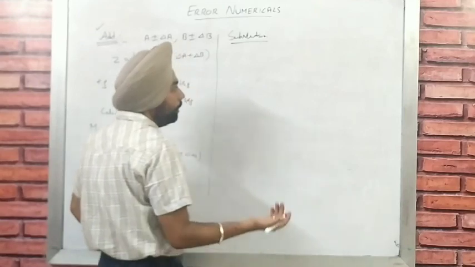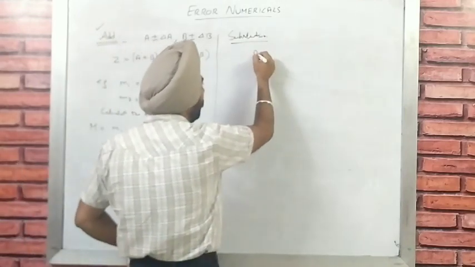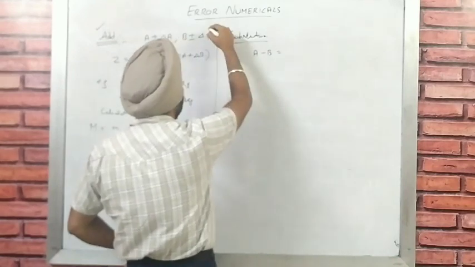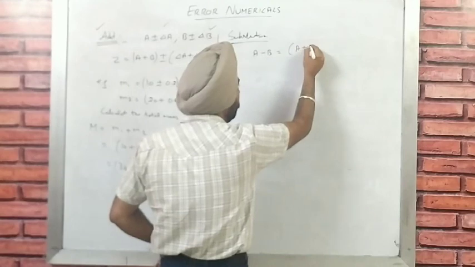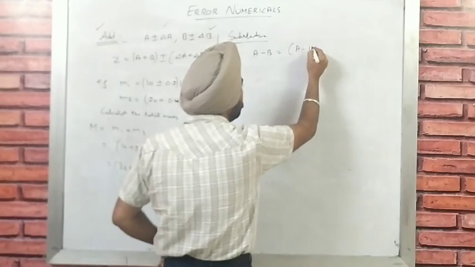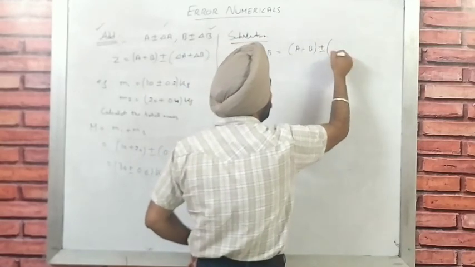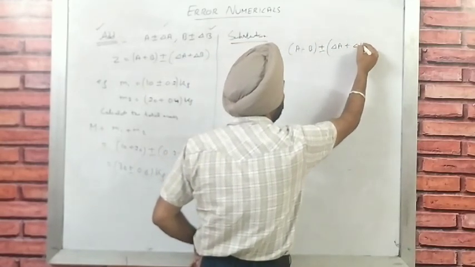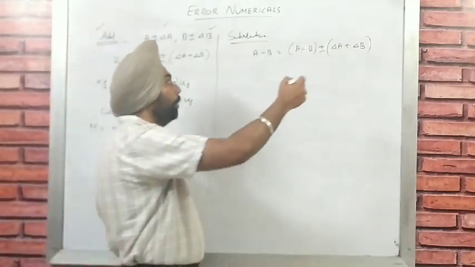Now in subtraction, it's very easy. If you want to have the value of a minus b for the values a plus minus delta a and b plus minus delta b, then a minus b is equal to plus minus, yes, delta a plus delta b. Now that is going to be very important for you.